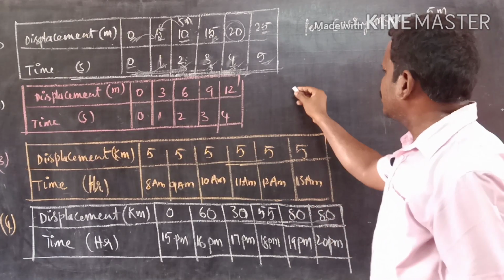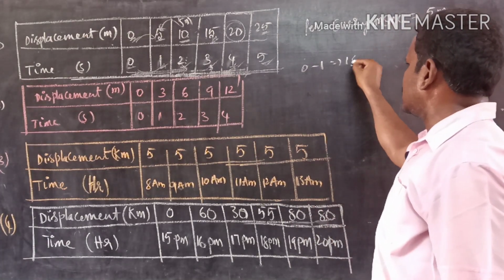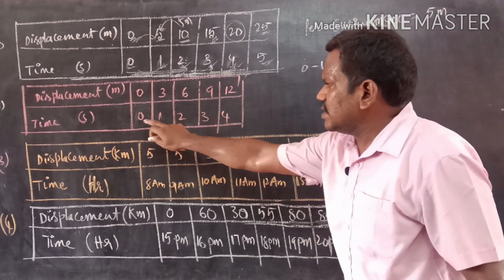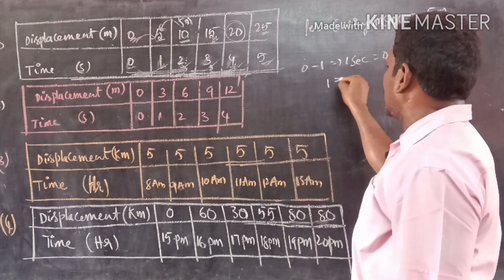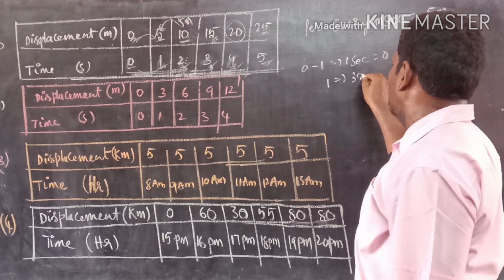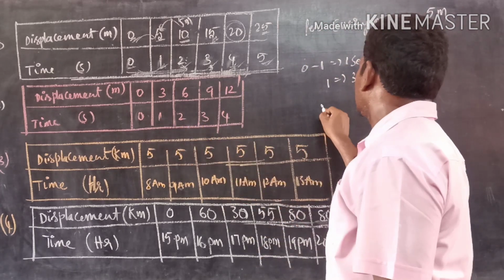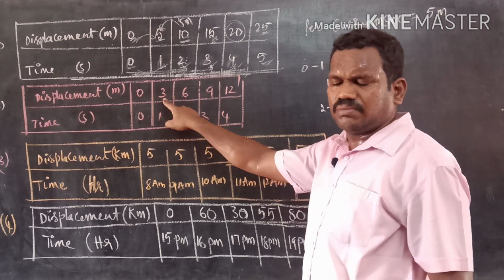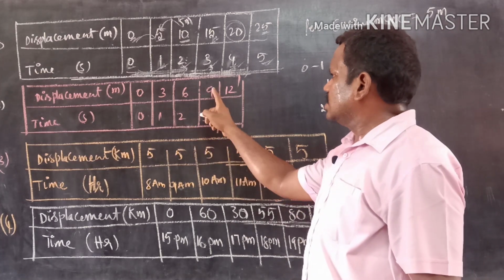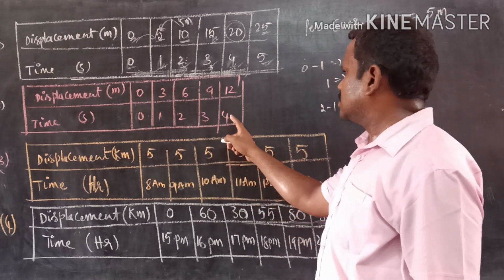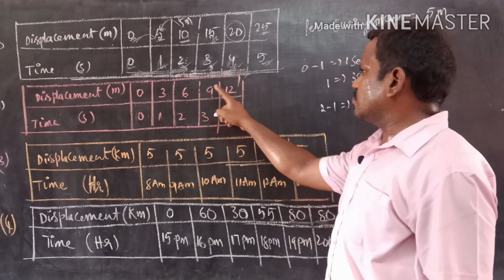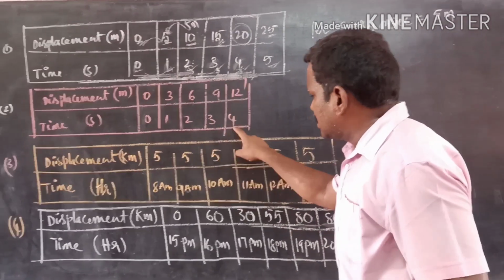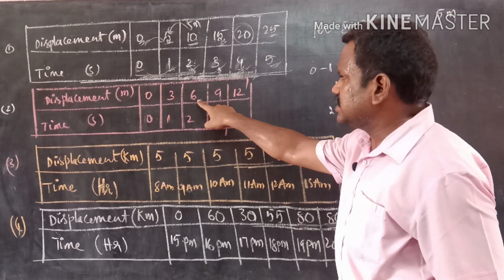Now consider the other table. From 0 to 1 second, after completion, it travelled a distance of 3 meters. 2 minus 1, that is the next second, 6 minus 3, that is 3 meters. 3 minus 2, 9 minus 6, 3 meters. 4 minus 3, 1 second, 12 minus 9, 3 meters. So for every second, it travelled a distance, or otherwise a displacement, of 3 meters.